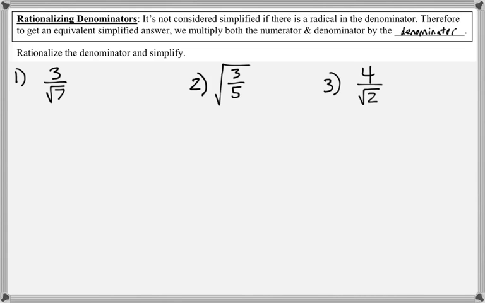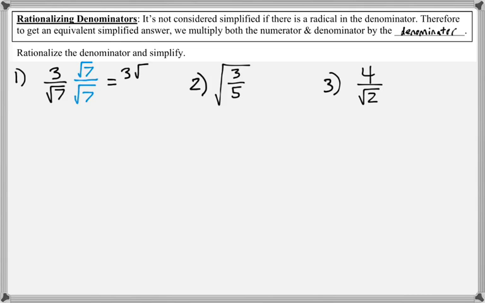So looking at number 1, we're not supposed to have that square root of 7 there. So if I just multiply by square root of 7, and then to keep it legal, also multiply the top by square root of 7. As long as you multiply by the same thing on the top and the bottom, you're going to get an equivalent answer.